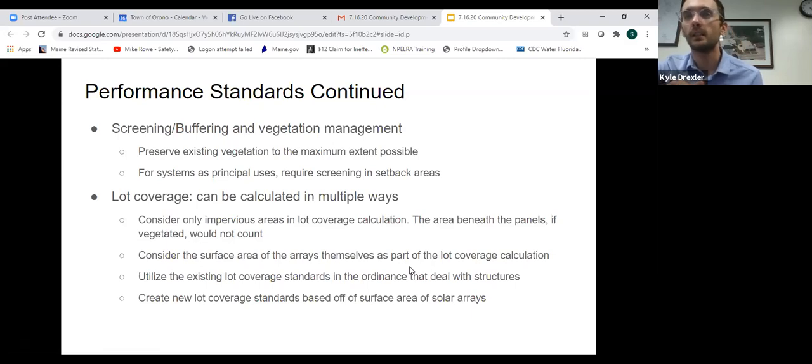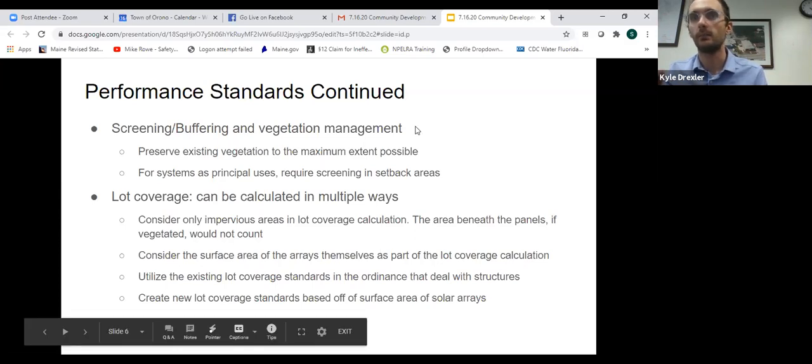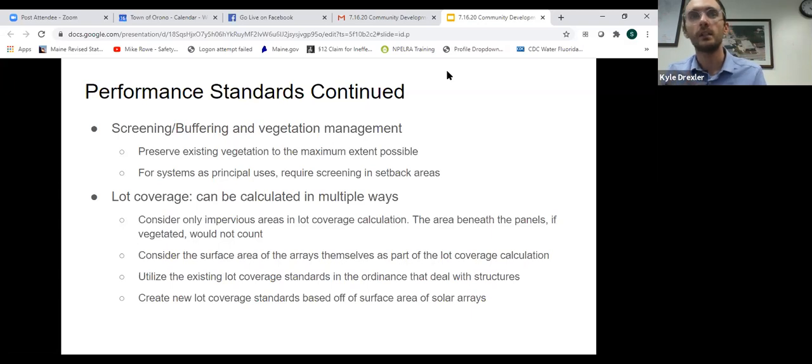Some calculate the coverage by the surface area of the arrays themselves, which is obviously a much bigger number because you're taking all of the tops of the arrays that aren't necessarily touching the ground, and you're using that to calculate the square footage. Or you can just use the actual impervious surface generated on the ground and where the arrays are actually connected to the ground. You can use that as the metric for determining the lot coverage.